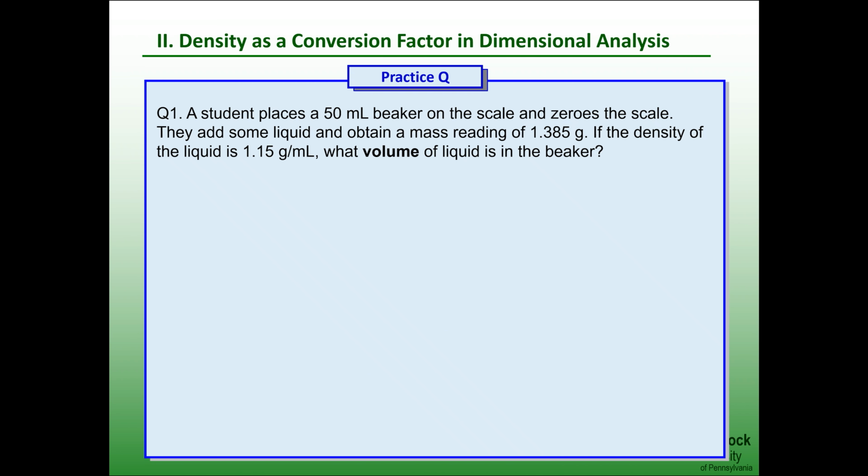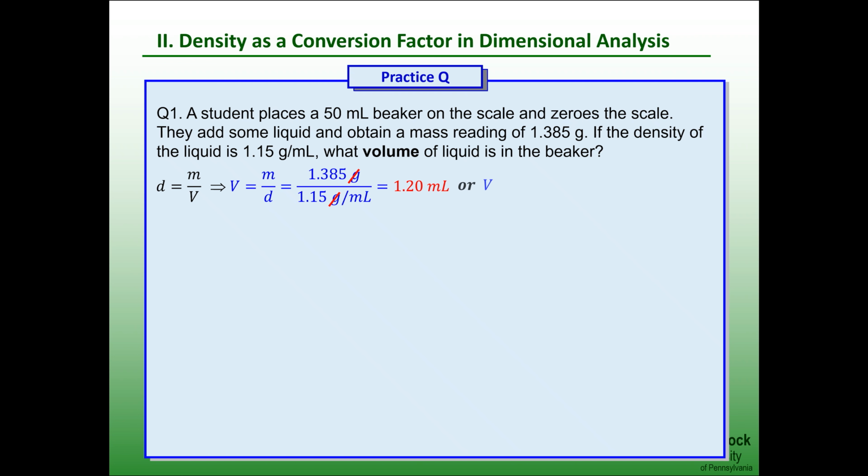In the first example, a student places an empty 50 milliliter beaker on a balance and zeroes the scale. After adding liquid, the balance reads 1.385 grams. We're told the liquid has a density of 1.15 grams per milliliter, and our job is to find the volume of the liquid. Since we need volume, we can use a modified equation, volume equals mass over density. Plug in the given mass and density of the liquid, the unit grams cancels, and we have 1.20 milliliters.